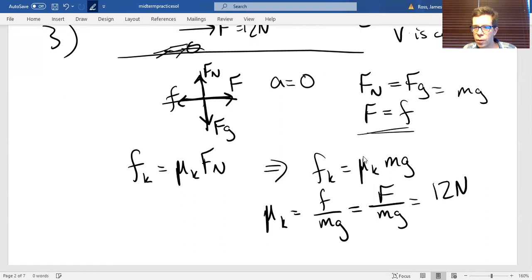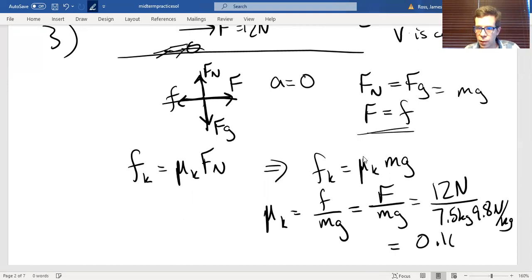So we have 12 newtons over 7.5 kilograms times 9.8 newtons per kilogram. We get that mu is 12 divided by 9.8 divided by 7.5, 0.16. No units on that, right? Because it's the ratio of two forces.